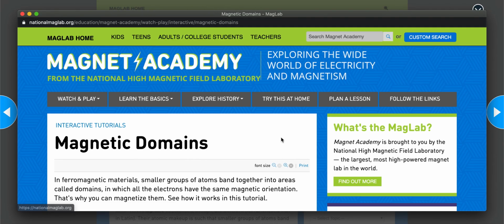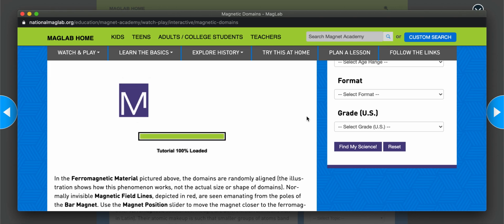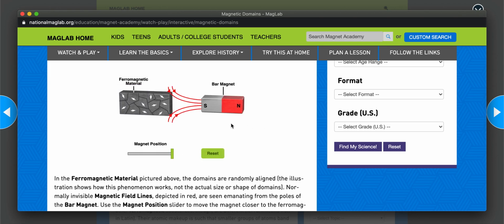So right here also, you can kind of see I have this little tutorial that you can find. You can read through here, and it does a really good job of explaining ferromagnetic materials and magnetic domains. But I just want to show you this real quick. As I bring the magnet closer to this, you can start to see with a weak magnetic field, you have some of the magnetic domains align, but as we get closer, more and more of the magnetic domains begin to align with the magnet, and this ferromagnetic material becomes more and more magnetized.